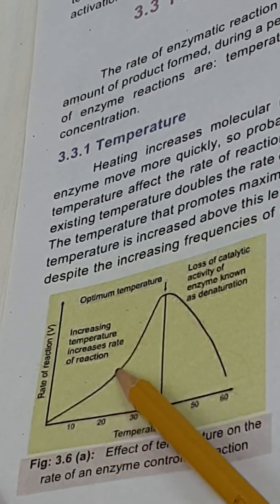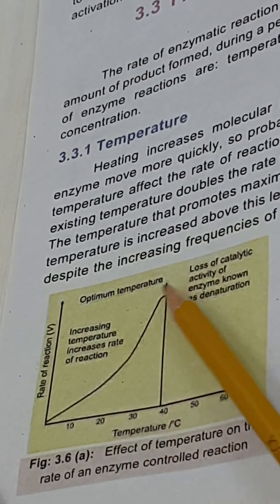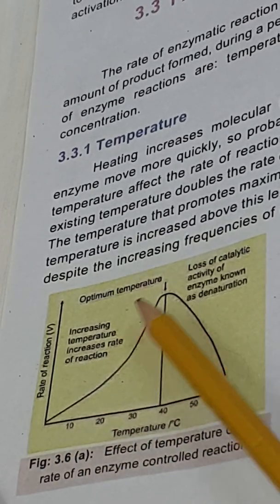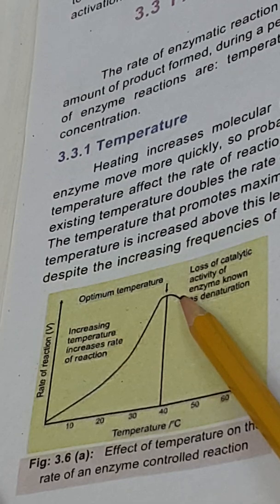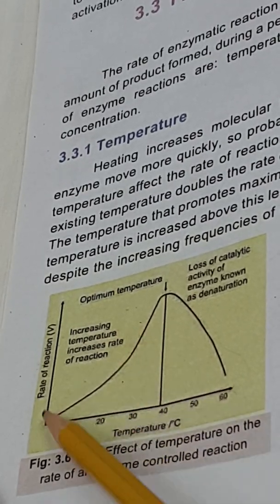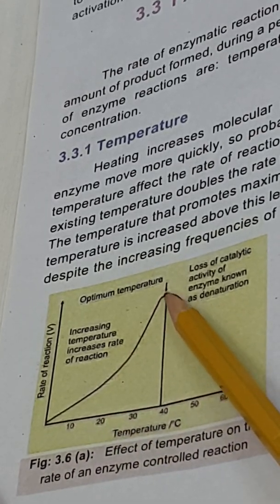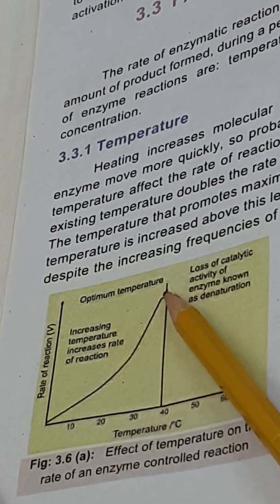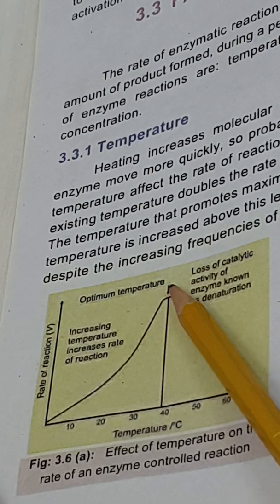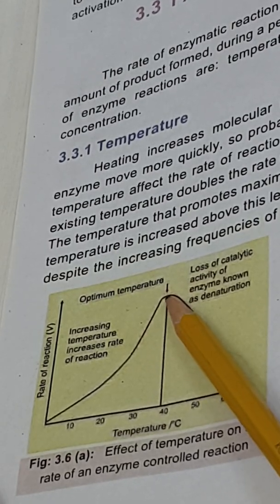This increase shows that when we heat up, it increases the rate of reaction. When the rate of the reaction is increasing, it means that the enzyme works with greater speed. So the specific temperature at which the enzyme activity is highest is known as the optimum temperature. At this temperature, the enzyme works with the greater speed.